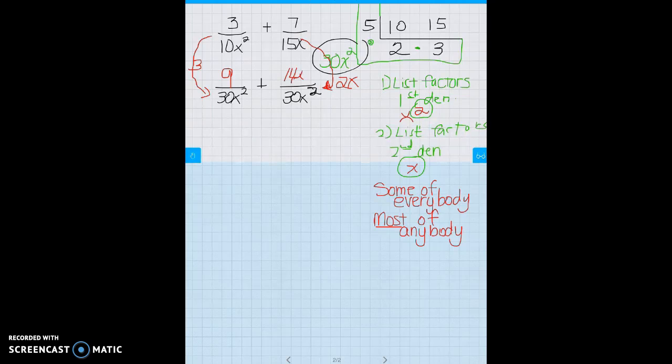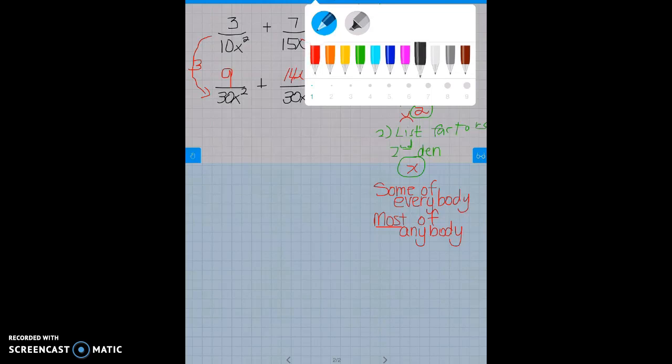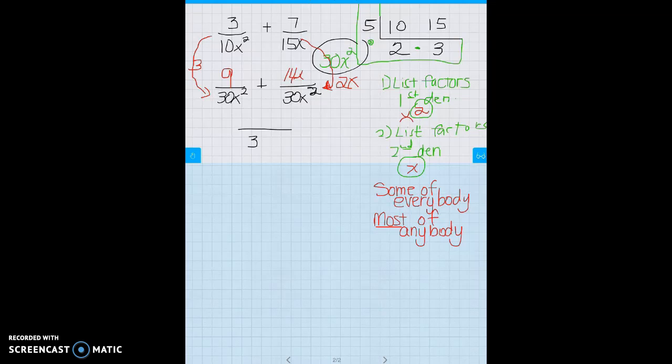Okay, so now I can add those fractions together since they have a common denominator, and my common denominator is 30x squared. So I'll add 9 plus 14x. Okay, 9 plus 14x. And then I'll check to see if I can factor anything. The numerator, 9 and 14, there's nothing in common. The x's won't cancel out. Remember, that's part of a family up there, 9 plus 14x, so you can't just cancel people out. So my final answer would be 9 plus 14x over 30x squared.